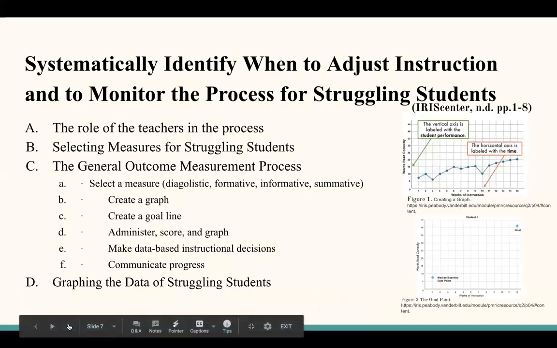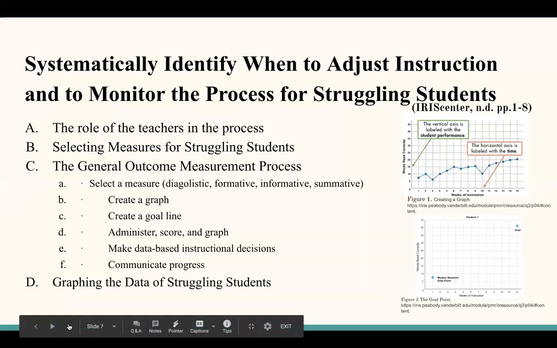Now let's look at and talk about how we as teachers could systematically identify and when to adjust instruction strategies and monitor the process for struggling students. Teachers play a crucial role in comparing the effectiveness of different instructional strategies.